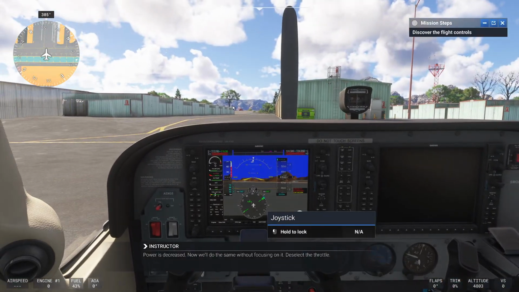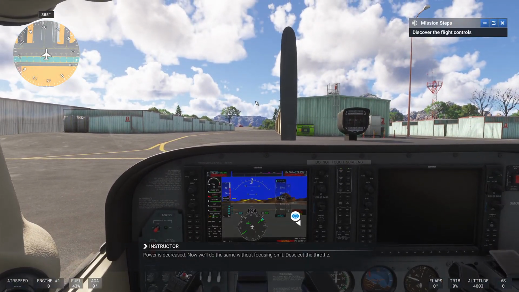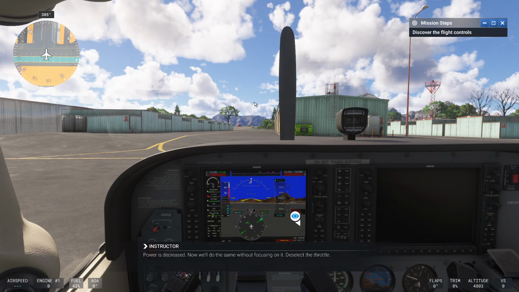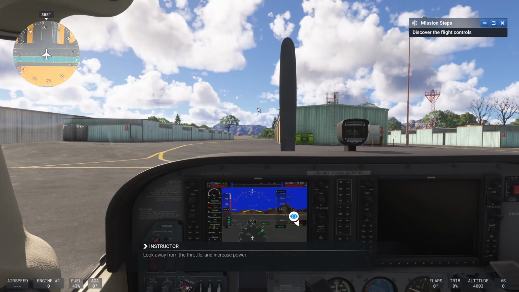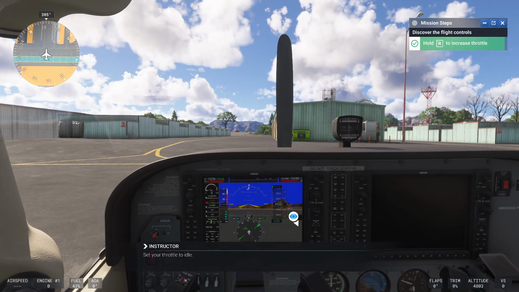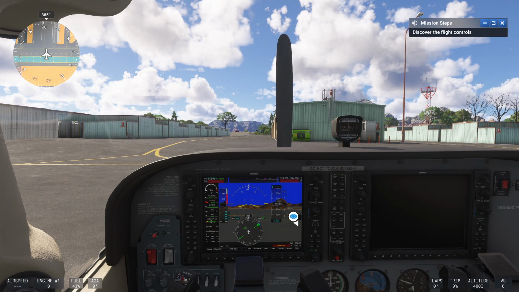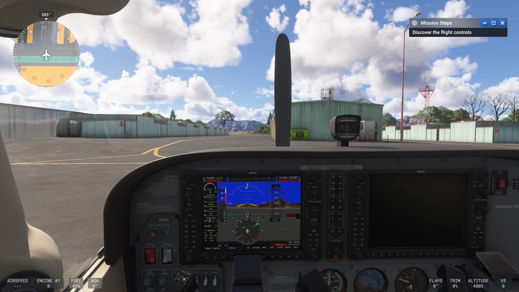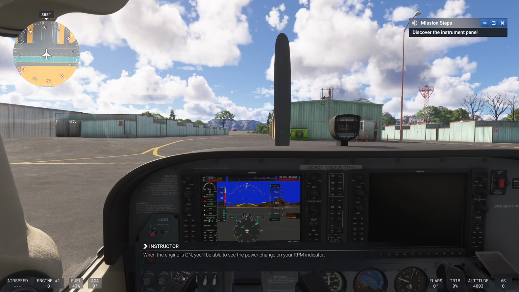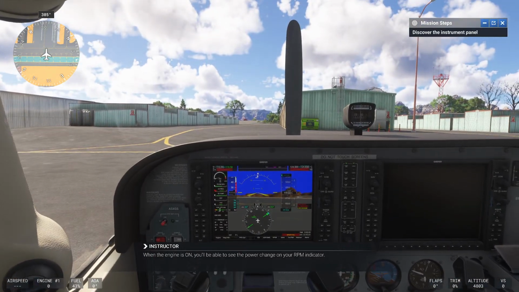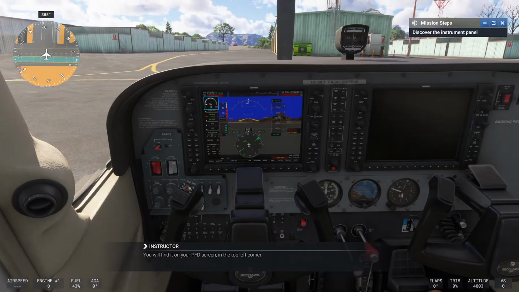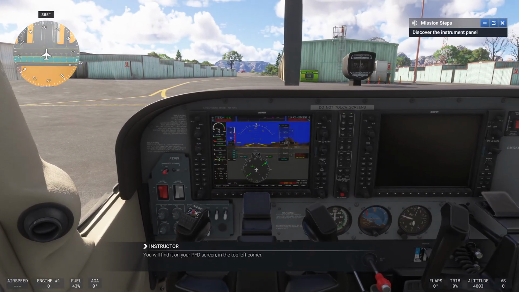Power is decreased. Now we'll do the same without focusing on it. Deselect the throttle. Look away from the throttle and increase power. Set your throttle to idle. Excellent. When the engine is on, you'll be able to see the power change on your RPM indicator. You will find it on your PFD screen in the top left corner.